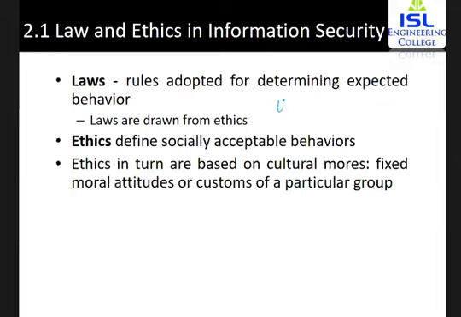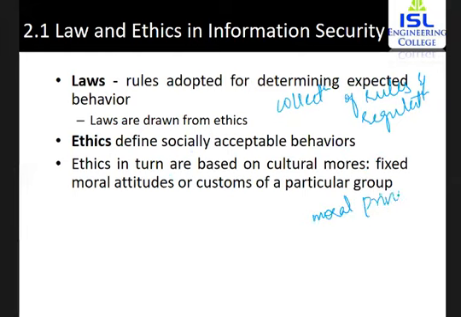Law is a collection of rules and regulations, whereas ethics defines socially acceptable behaviors. What are these acceptable behaviors based upon? They are based upon moral principles, how a person behaves, moral principles and values, which are called your ethics.